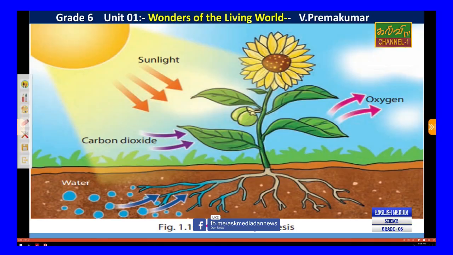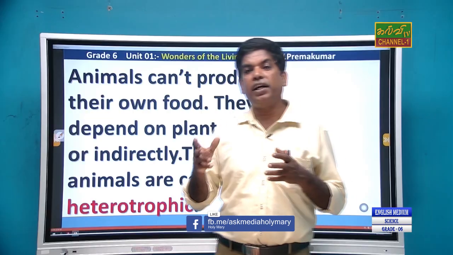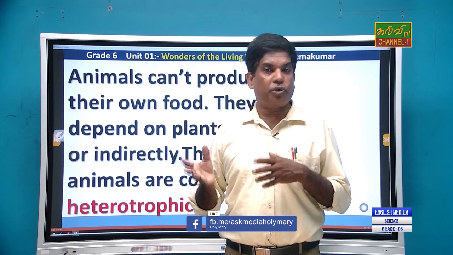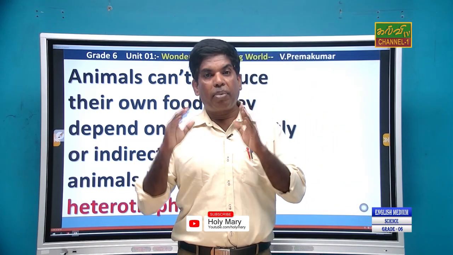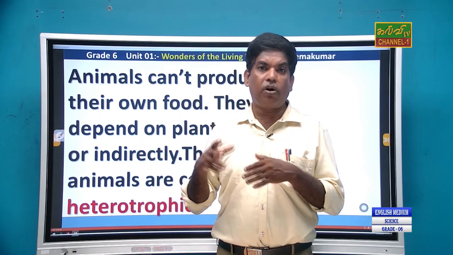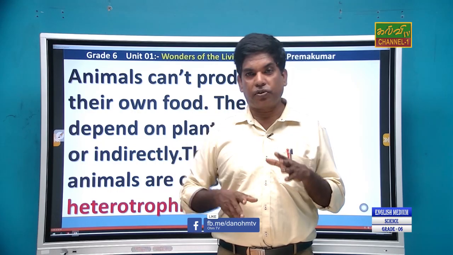We will study in the next class about animals, which can't produce their own food. They depend on plants directly or indirectly. Therefore we will discuss animal nutrition in the next class. In this class, we are discussing plant nutrition, that is photosynthesis. Plants are called autotrophs because they can produce food themselves.